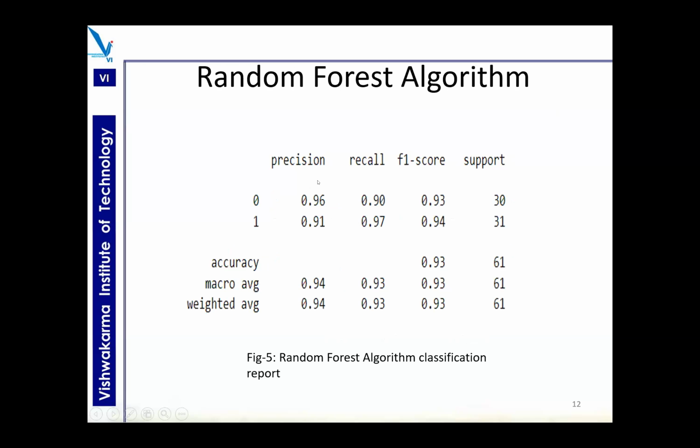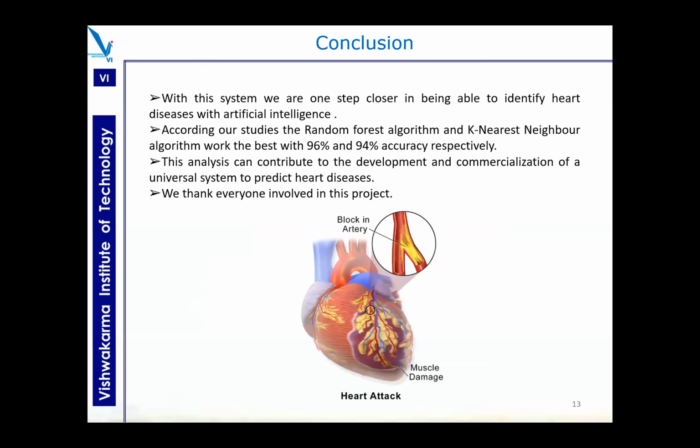Similarly, when you move to random forest, we were able to predict easily when a person didn't have a heart attack. It happened at least 96% of the times, and 91% of the times we were able to predict a person with a heart attack.